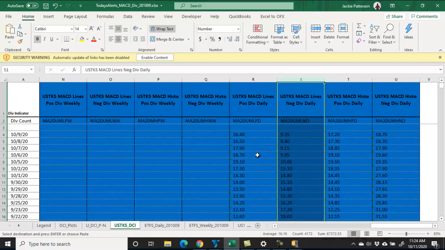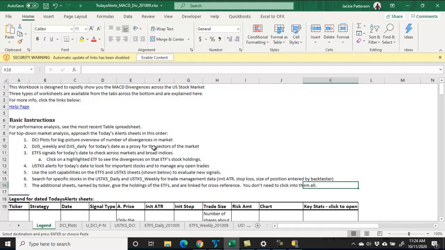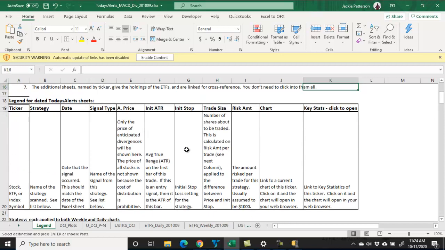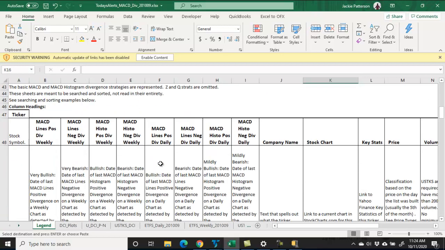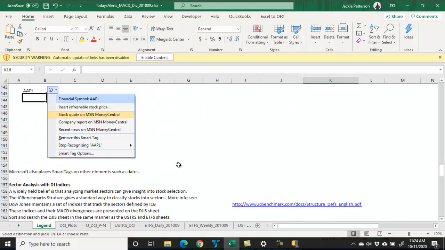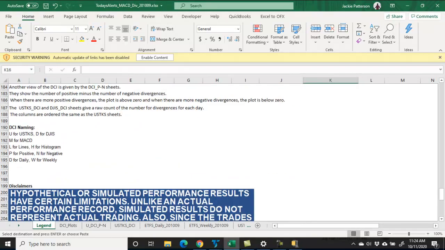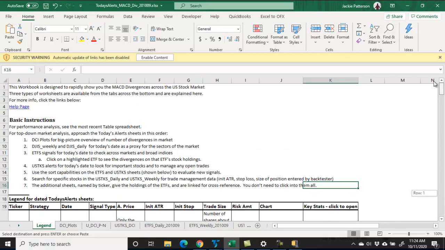Then the one other very interesting tab in here is the legend, which has the instructions, and it tells you a lot of the things that I've told you in this video. So you can use this as a reference when you're looking at what in the world is going on in this giant spreadsheet. Okay, so there you have it. I've shown you how to identify divergences, how to spot divergences before they even happen, and how to understand when the market context is conducive to divergence trading.